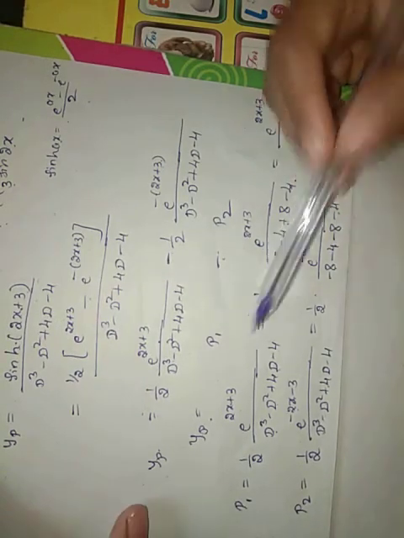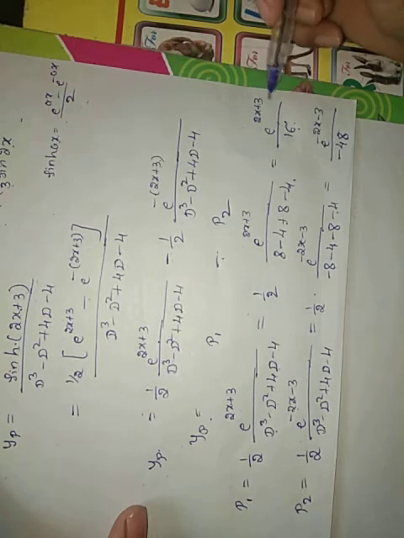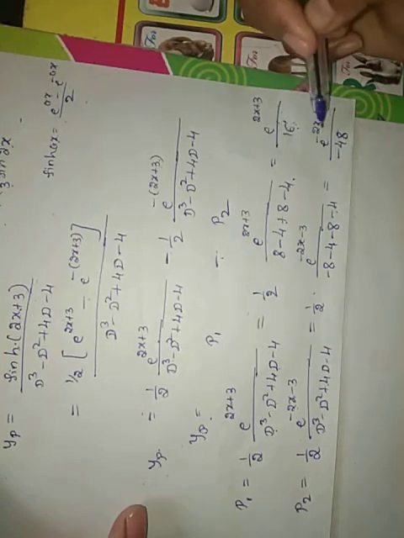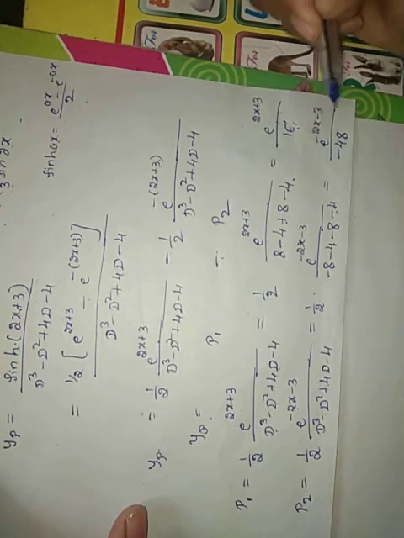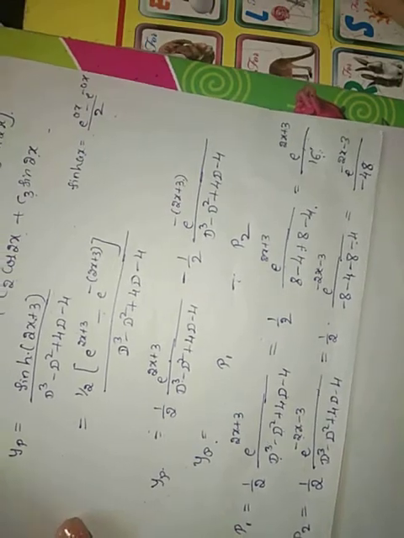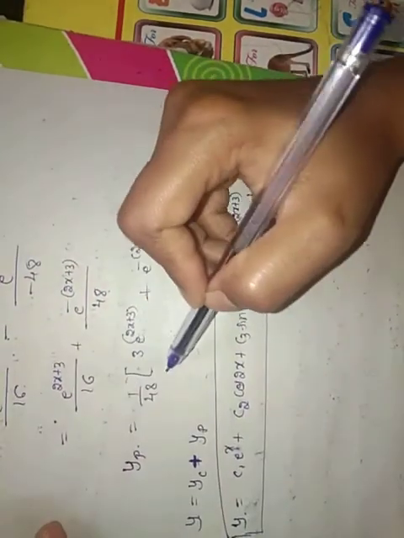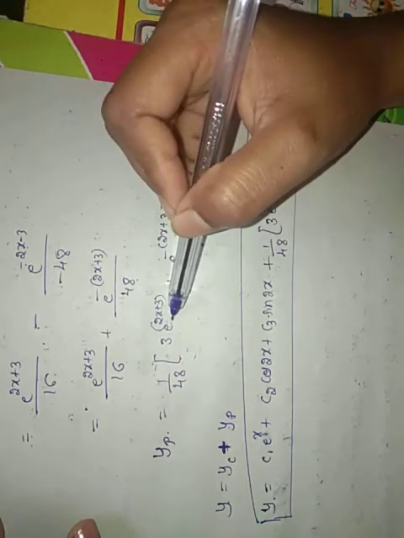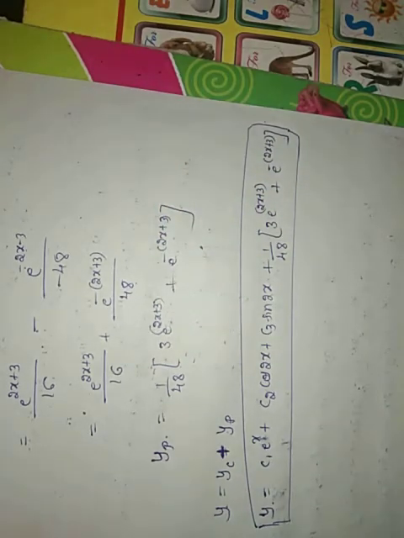So particular integral of P1 is equal to e raised to 2x plus 3 divided by 16. Particular integral of the second function is equal to e raised to minus of 2x plus 3 divided by minus 48. So substituting those two values in the yp and simplifying, we get the particular integral 1 by 48 into bracket 3 into e raised to 2x plus 3 plus e raised to minus of 2x plus 3.